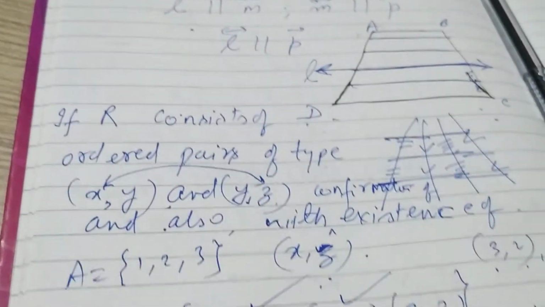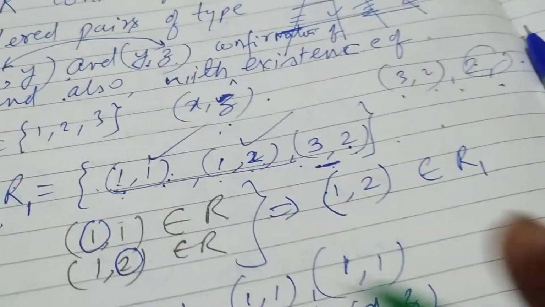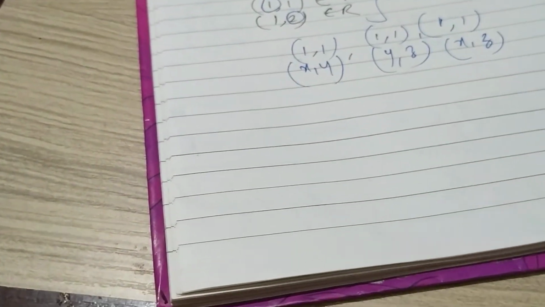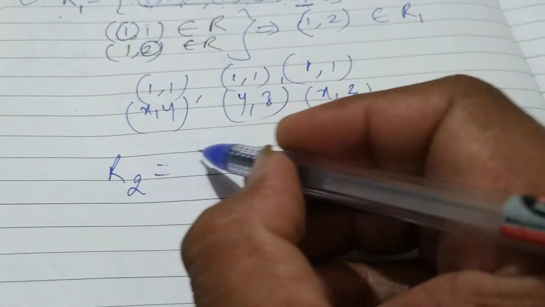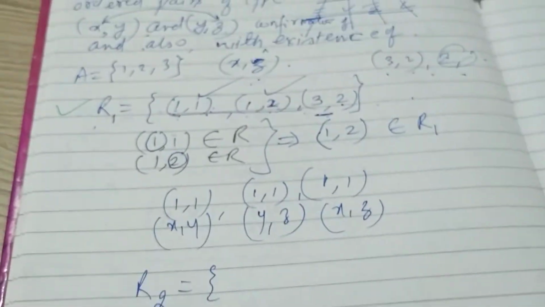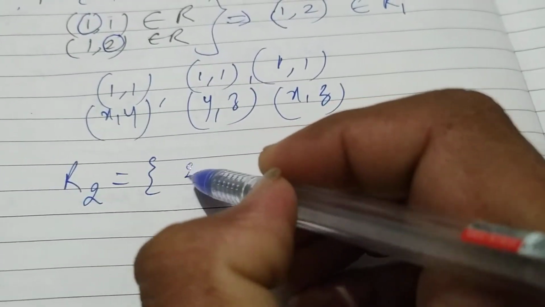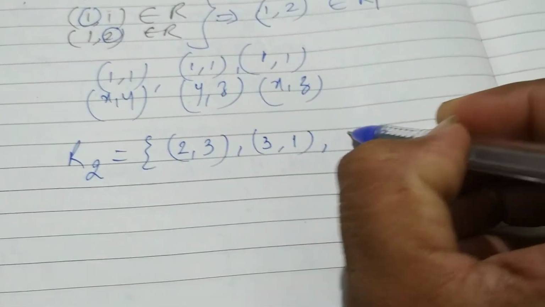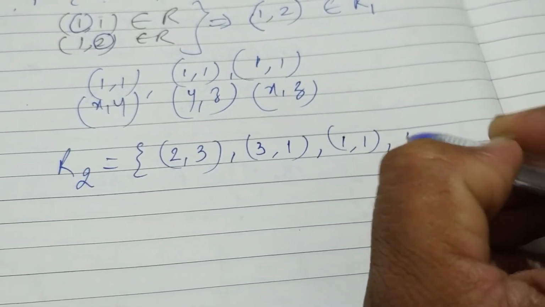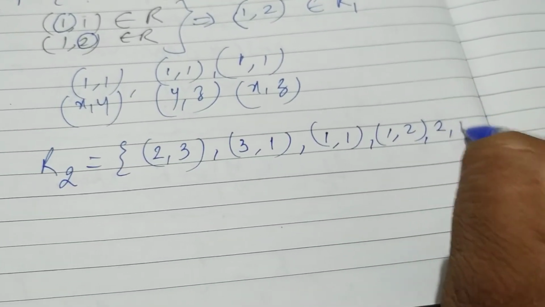So you should understand very importantly what a transitive relation is, what a reflexive relation is, and what a symmetric relation is. Now I claim, suppose there is another relation R2 defined on set A. Suppose I am taking 2 comma 3 and 3 comma 1. Then we have 1 comma 1, 1 comma 2, 2 comma 1.